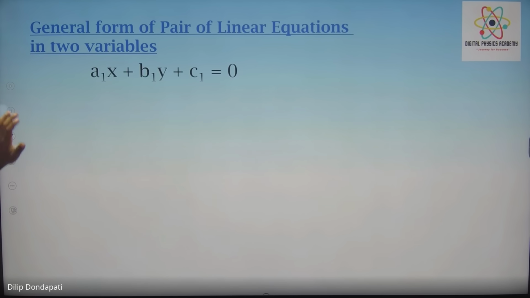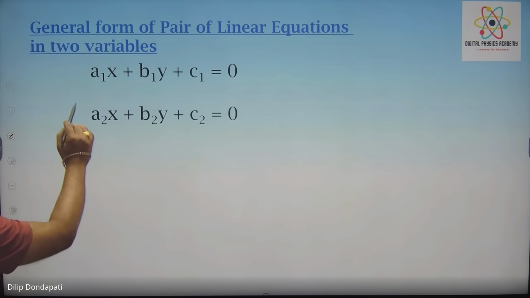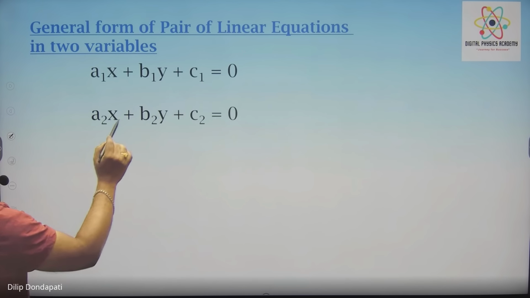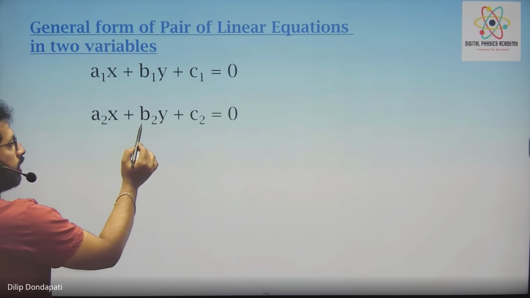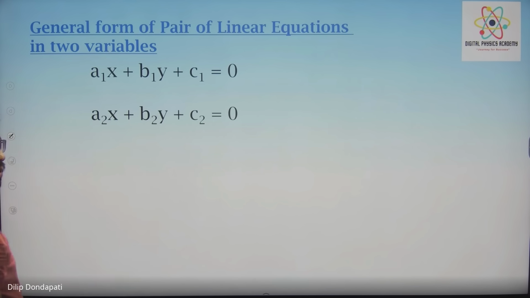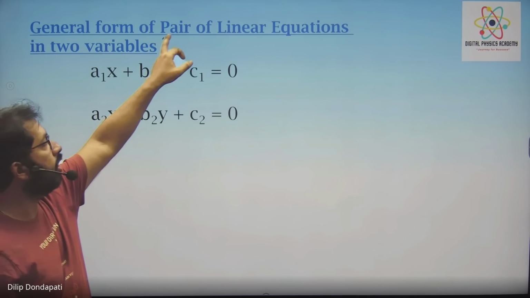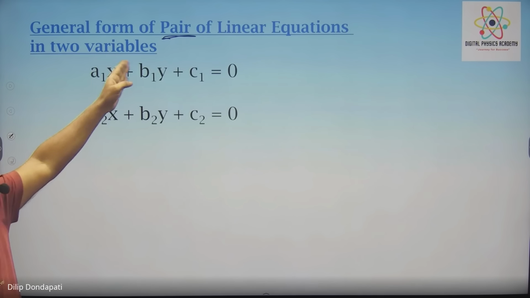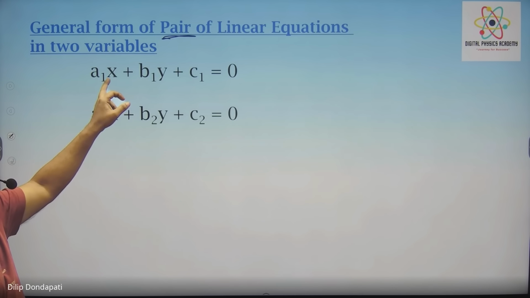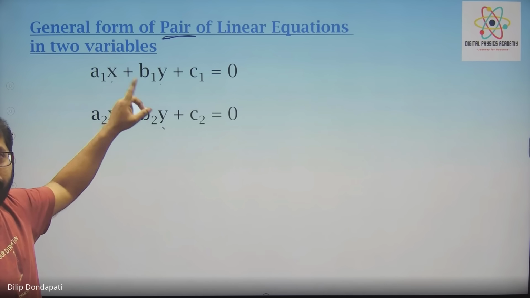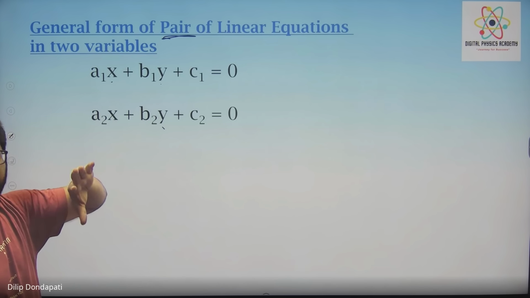General form of a pair of linear equations in two variables. Look, one equation is a1x plus b1y plus c1 equal to 0. The other equation is a2x plus b2y plus c2 equal to 0. Since there are two equations, they are called a pair. Since it is degree 1, and only two variables are there, because a, b, c are constants and only x and y are variables, that's why the lesson name came.